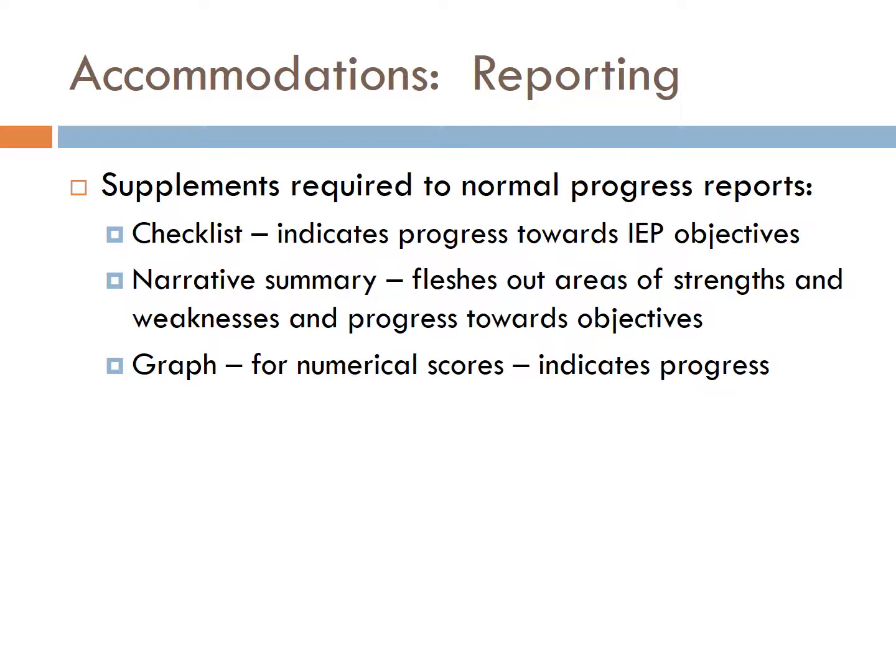You can make accommodations in reporting. Some you have to check with your district. Sometimes they will allow other types of progress reports, such as checklists, narrative summaries, which flesh out the areas of strength, or even graphs. So, for numerical scores, you can do a line graph to show how the student's progress has been.